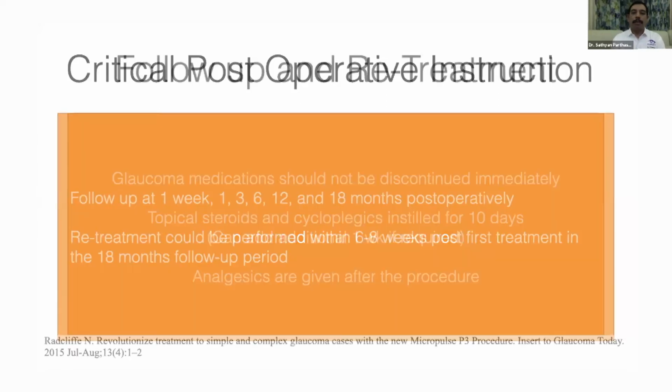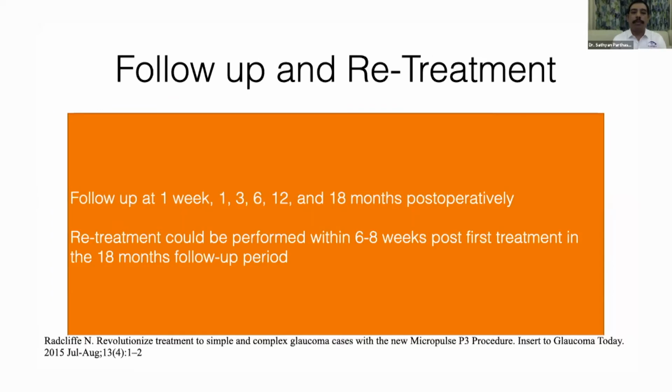So this is the last one. We have to go for retreatment in some of the patients at least. The retreatment can be performed after 6 to 8 weeks of your initial treatment, once you feel that IOP control is not adequate, or if you feel that the first procedure has failed.